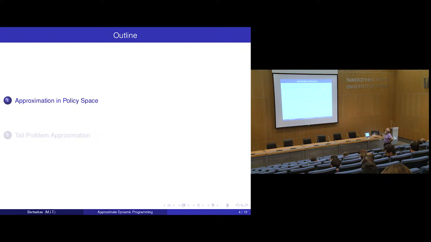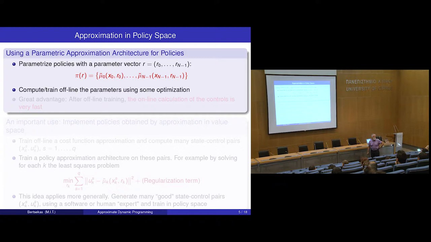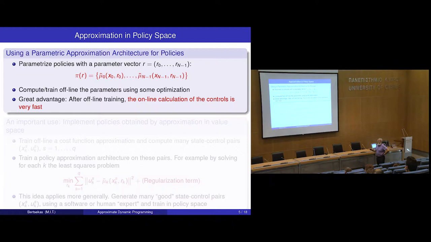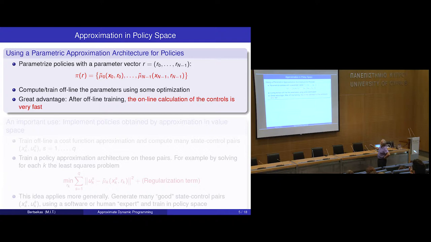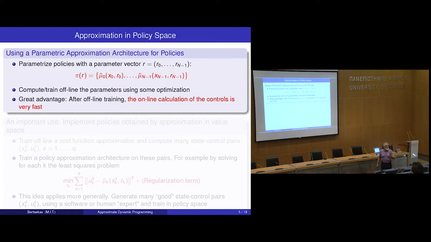We introduce a parametric approximation architecture, not for cost functions, but for policies. So a policy consists of control functions of the state, but also they are parameterized, with parameters r_0 up to r_{n-1}. Then we do some training offline to obtain these parameters, which involves some kind of optimization, perhaps some kind of regression, perhaps something different. Now, a great advantage of this approach, after we do the training offline and we have an architecture, is that the online calculation of the controls is very fast. We don't have to do any expectations, any minimizations online. It's all very simple. So that's the big advantage of approximation in policy space.